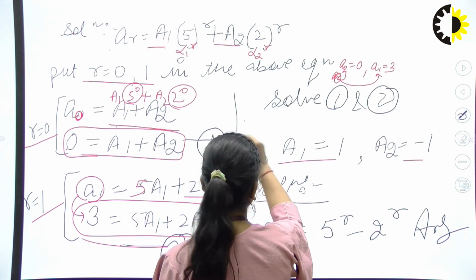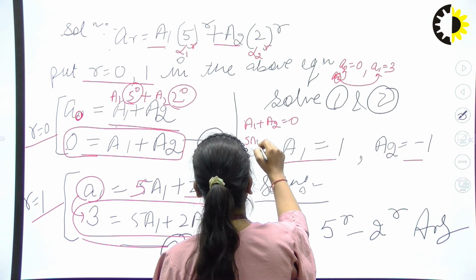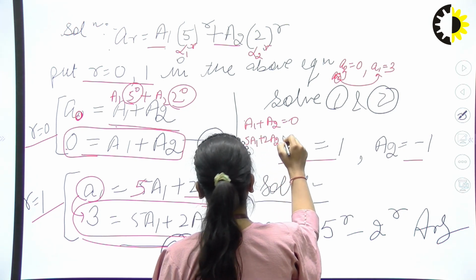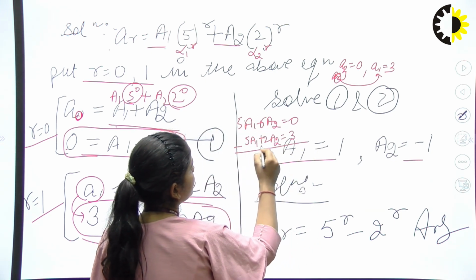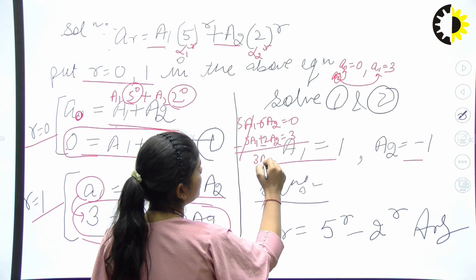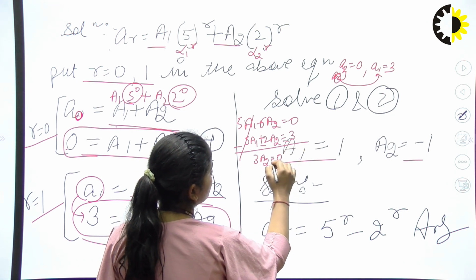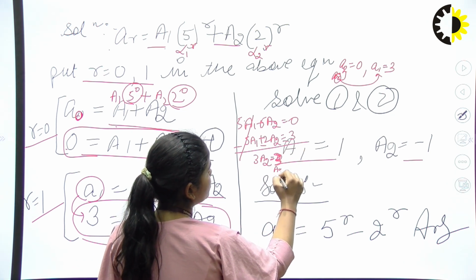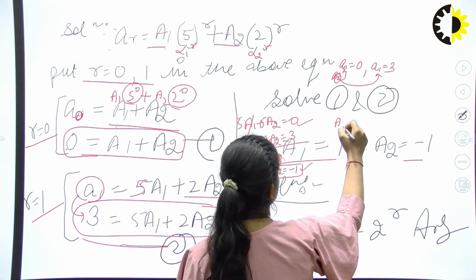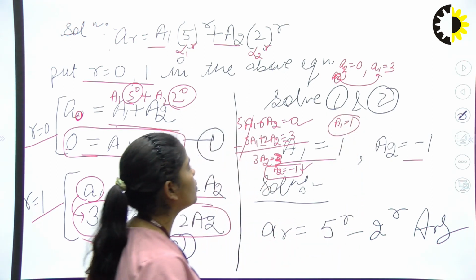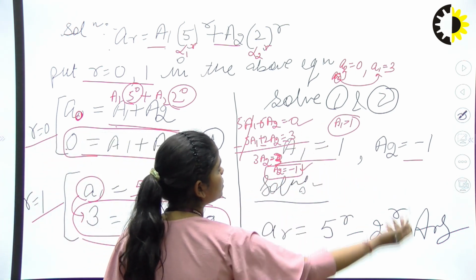How do I solve this? A1 plus A2 equal to 0. Similarly, 5A1 plus 2A2 is equal to 3. These are the two equations. So I multiply the first with 5, and by using the elimination method, I get 3A2 is equal to minus 3, right? So A2 is equal to minus 1 here. By putting A2 in this, we get A1 is equal to plus 1. So this is how we solve the first and second equations here. So A1 is equal to 1 and A2 is equal to minus 1.